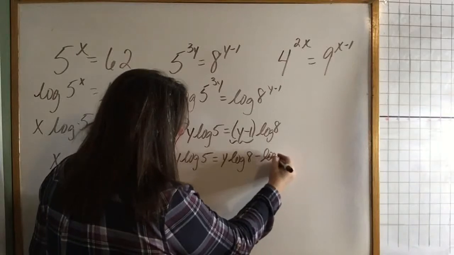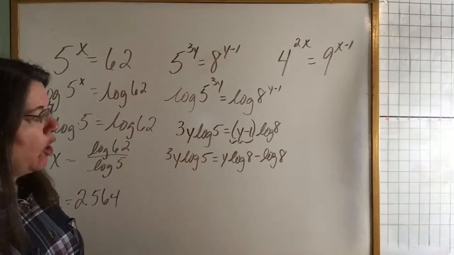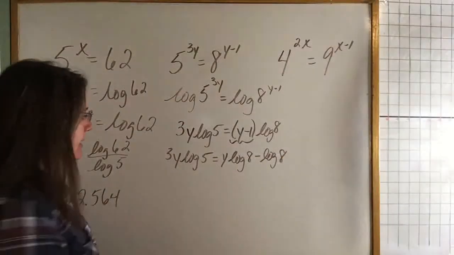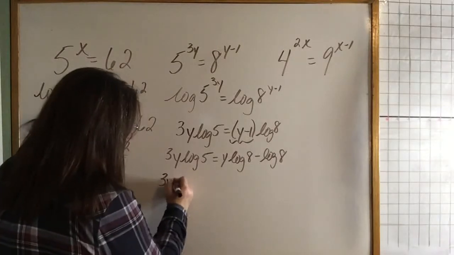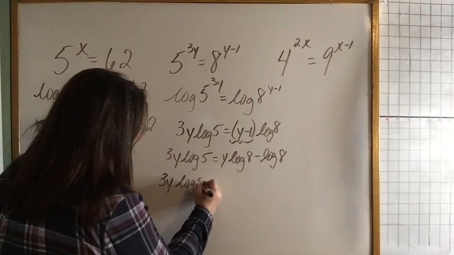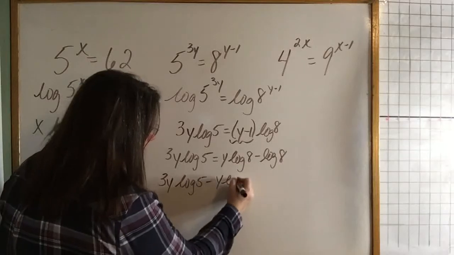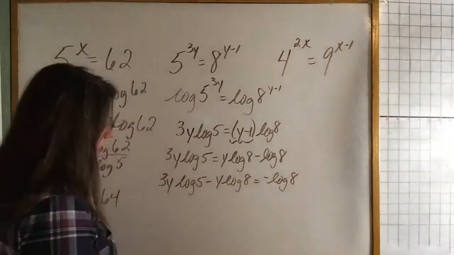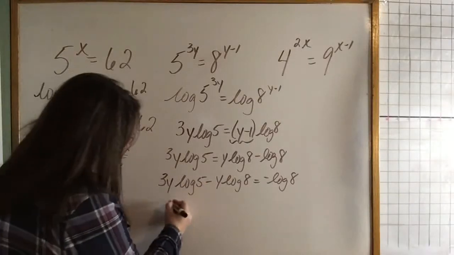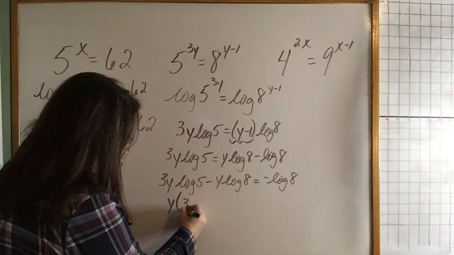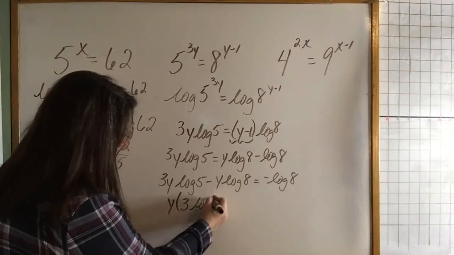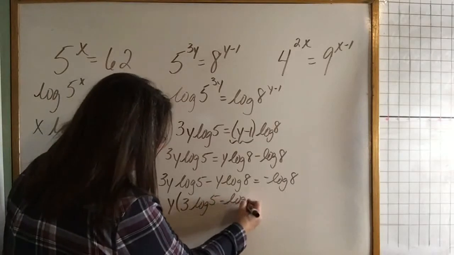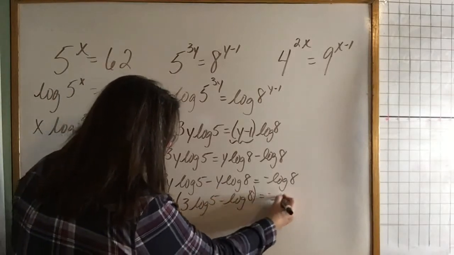minus log 8. If I get all my y's on the same side, I would have a 3y log 5 minus y log 8 equals negative log 8. Then I'm going to distribute out the y. So I've got y times 3 log 5 minus log 8 equals negative log 8.